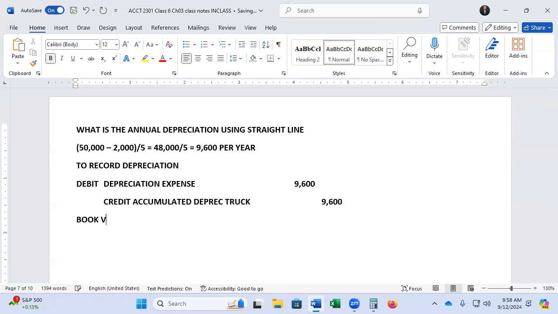Now my book value at the end of year 1 would equal 50,000 minus the 9,600, which I think is going to be 40,400. Any questions there?